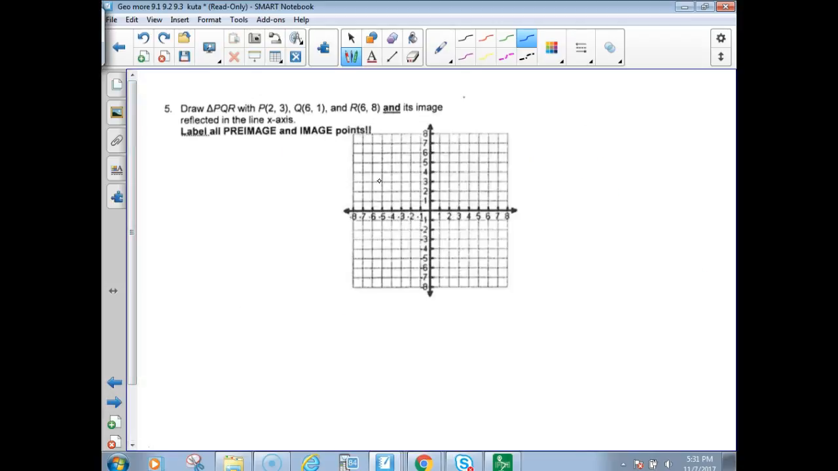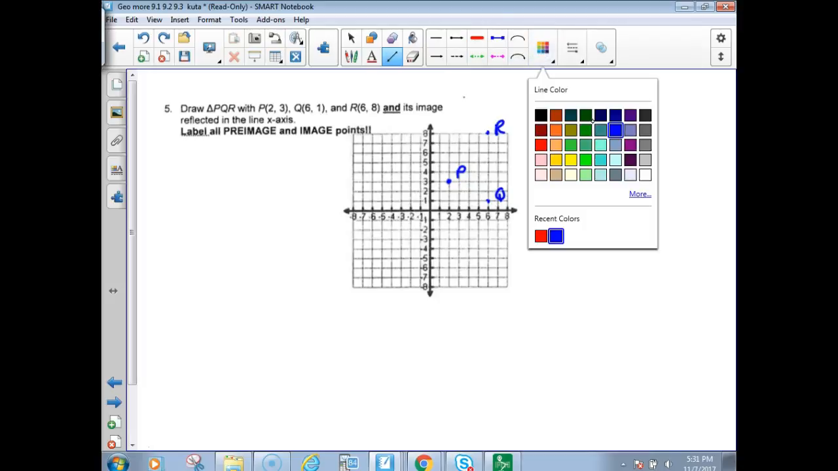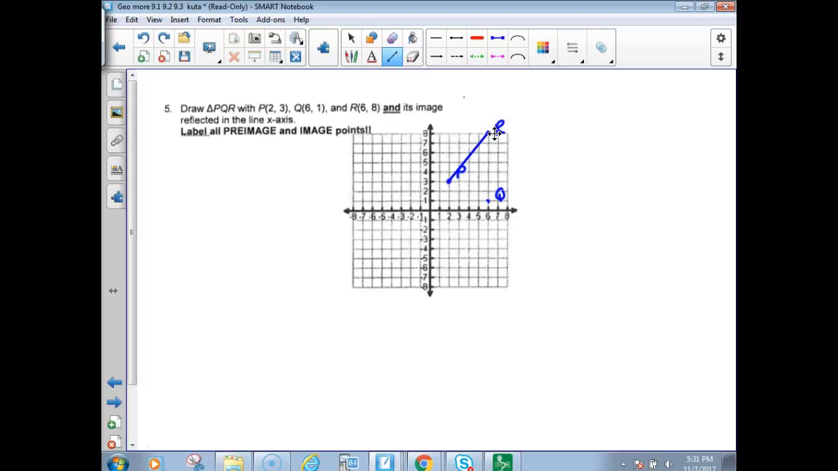Draw triangle PQR 2, 3. Label it P. So I'm just plotting the points 6, 1 and 6, 8. Connect the points. Make your triangle. Now I know some of us have already gone over this yesterday, but anybody who is absent, at least we're going over this quick.